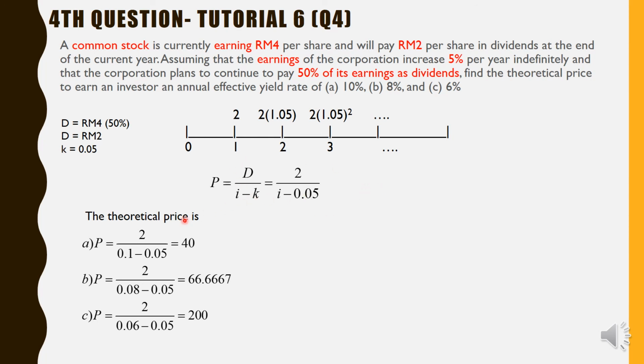So to find the price of the stock, for A, when the interest is 10%, we substitute 0.1 into this, and then we'll get RM40. For B, 8%, we'll get 66.6667. For C, which is 6%, we substitute 0.06, and eventually we'll get 200.